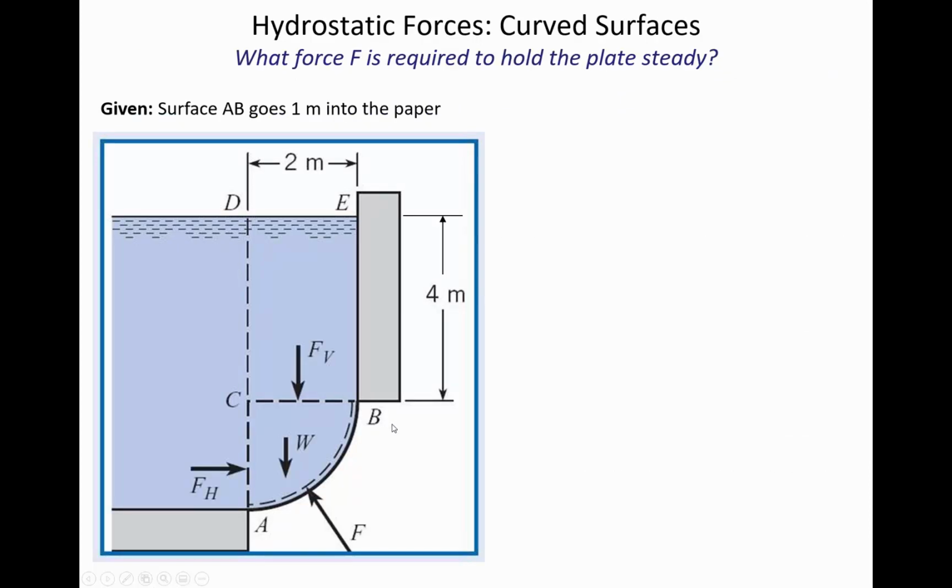Let's look at it in particular. Let's look at the specifics if we assume that gate AB extends 1 meter into the page. So the image that we're looking at has 1 meter of dimension into the page. And so, for example, that means that there's a rectangle up here, B, C, D, E.